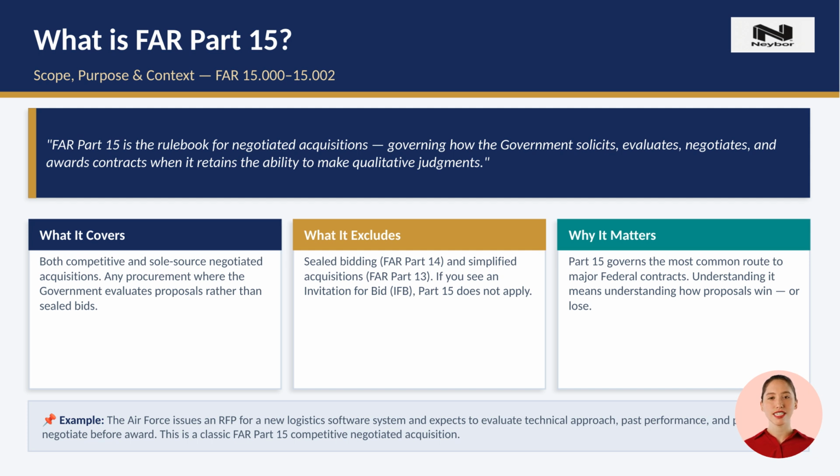FAR Part 15 is the primary framework for negotiated acquisitions in the federal marketplace, unlike sealed bidding under FAR Part 14, where the government simply opens bids and awards to the lowest price. Part 15 gives the government the flexibility to evaluate quality differences, hold discussions with offerors, request revisions to proposals, and make a best value judgment. Think of it this way: if the government is evaluating your approach, your team, and your price against a set of criteria, you are in a Part 15 world.